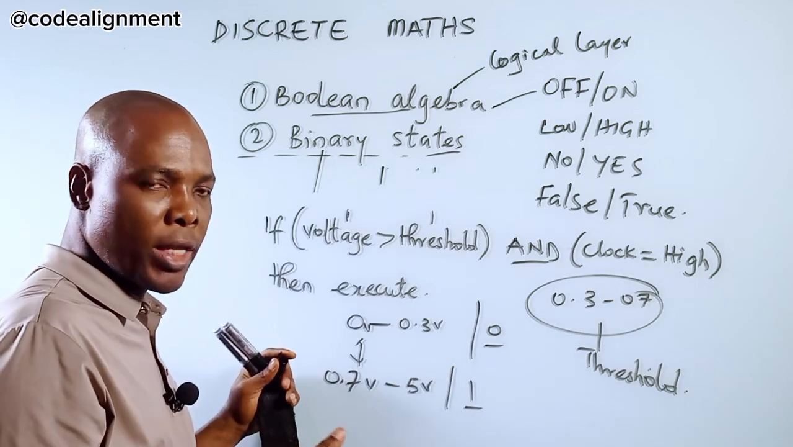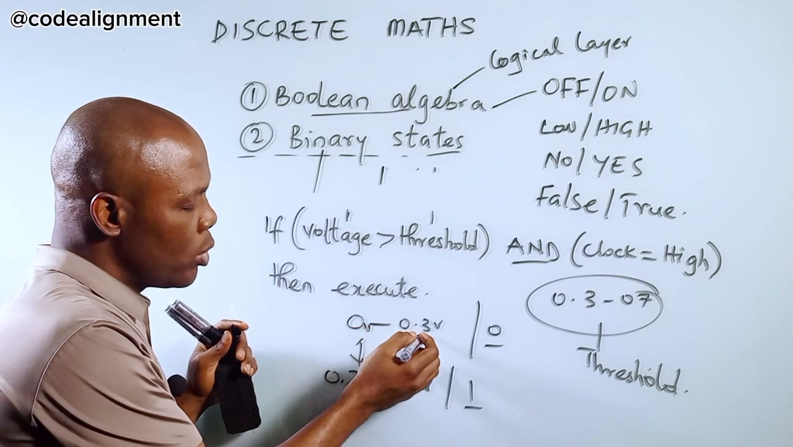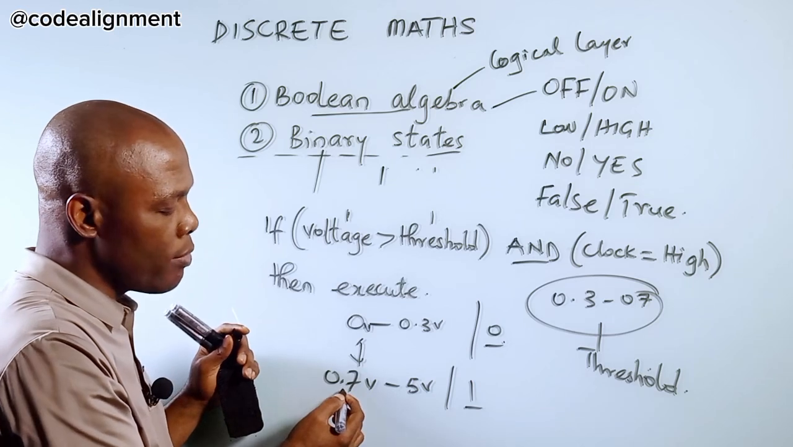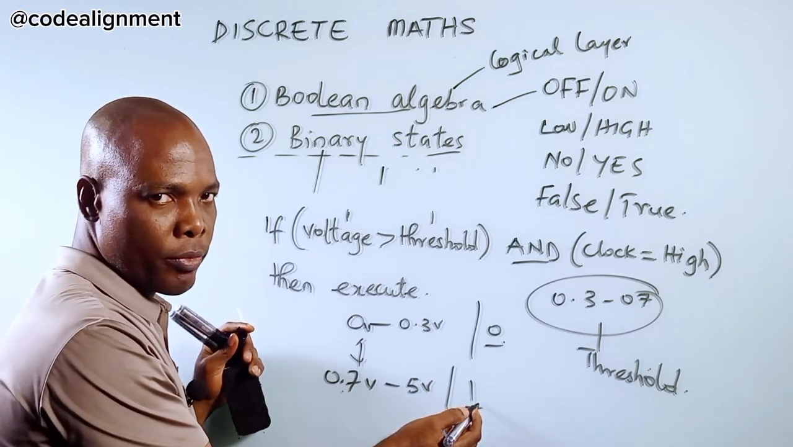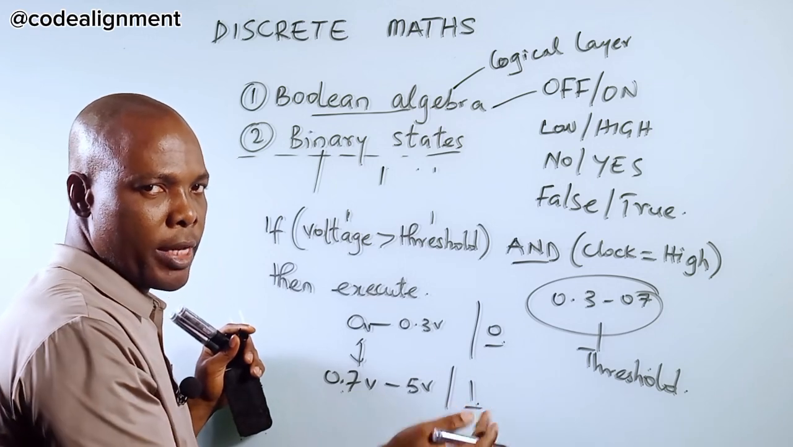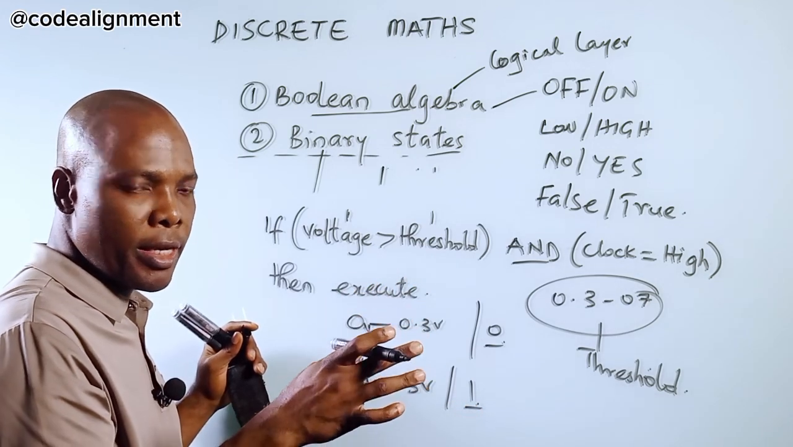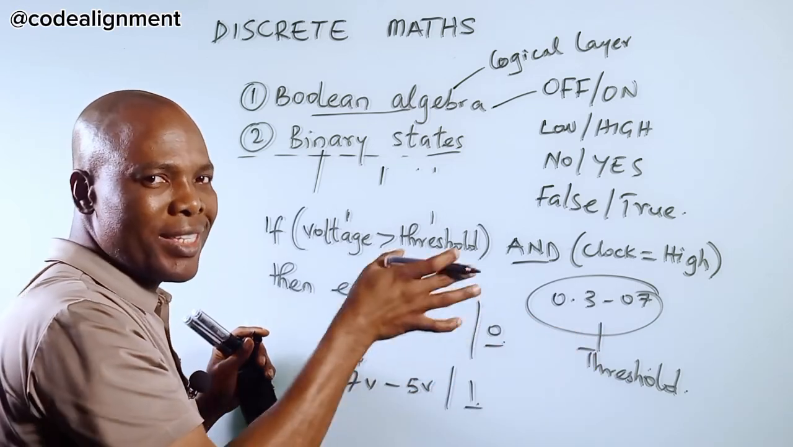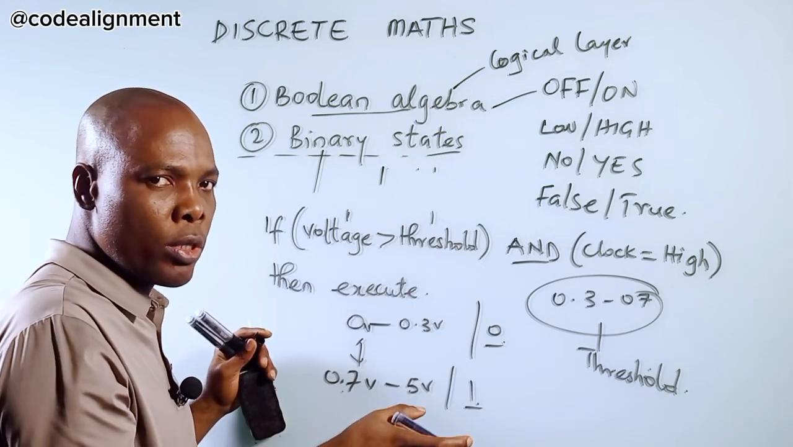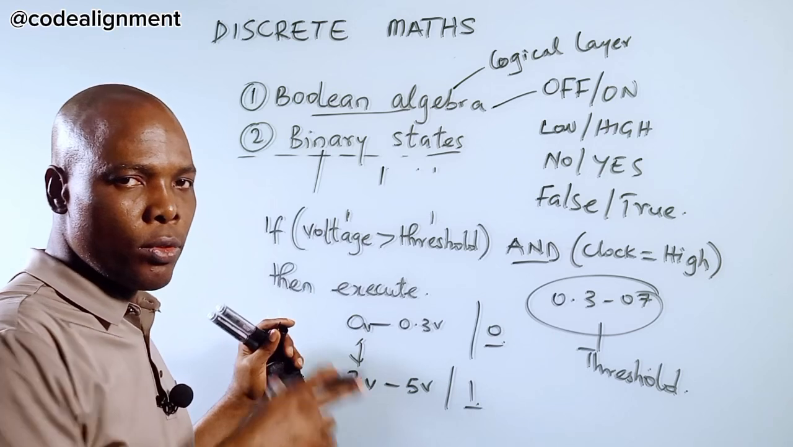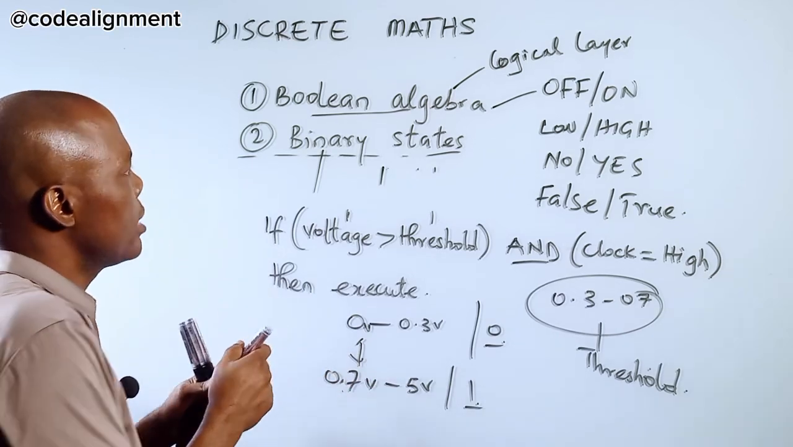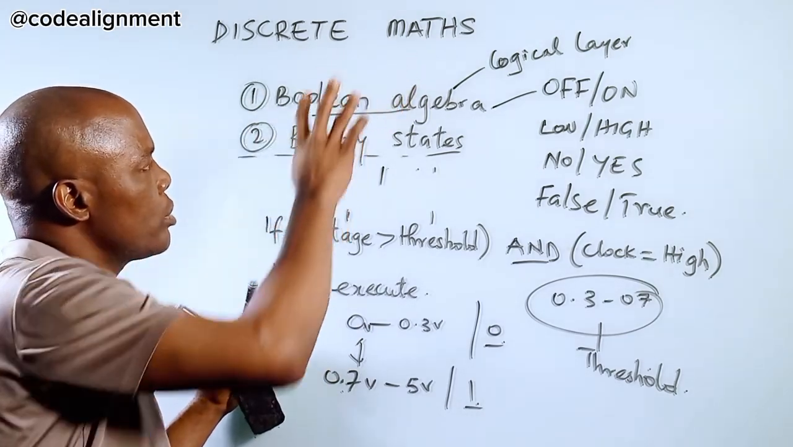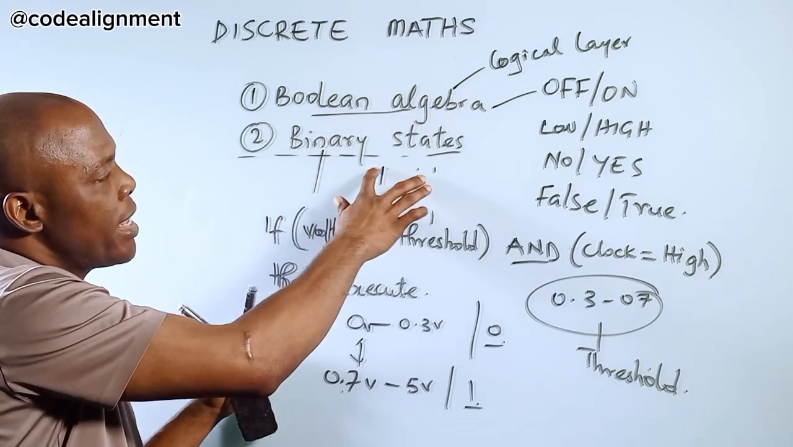I explained in the threshold class that once it is below 0.3, the transistor switches to 0. Once it is above 0.7, the transistor switches to 1. But I also explained the concept of hysteresis that guides what is in between, which is the threshold, and how the state is maintained as 0 or 1. So you have to watch that video on threshold to understand that. These are the two discrete maths that I want to teach you in this class: Boolean algebra and binary state.